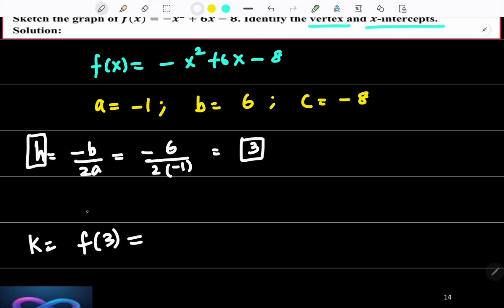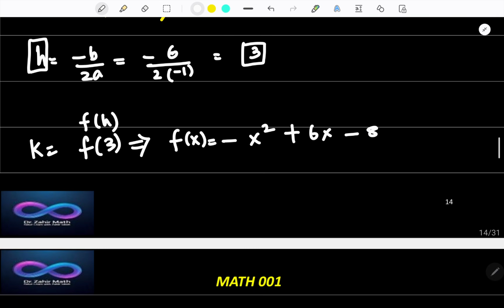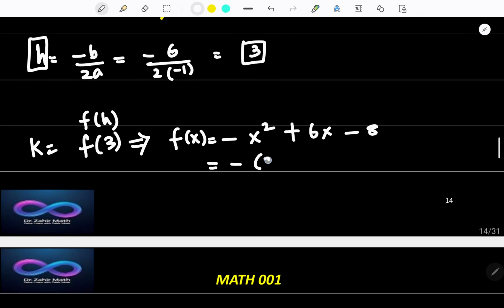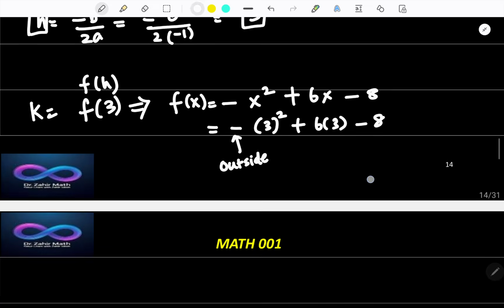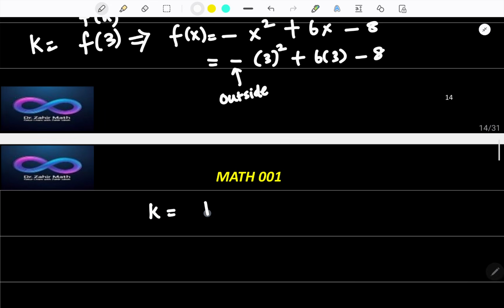That formula is what? F of h. So what is your f of x? Your f of x is minus x square plus 6x minus 8, right? Now what we are going to do, I'm going to put minus 3, sorry. This minus is outside, keep in your mind, not inside the bracket. Plus 6 into 3 minus 8. 18 minus 8 is 10. 10 minus 9 is equal to what? 1. So k is equal to 1.